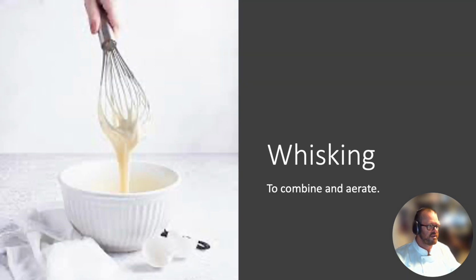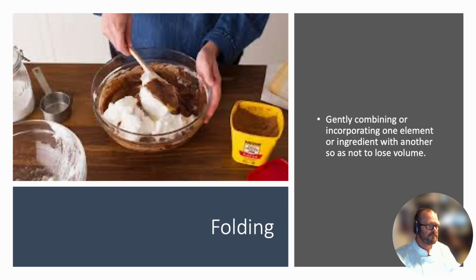Whisking is about combining and aerating. It might be just stirring with a whisk. Maybe it's about beating, which is about aeration. Folding is a concept that we talk about for ensuring that we don't knock the air out of eggs, essentially. It's just gently combining by stirring gently from around the outside and then folding it over into the center. So gentle combination of ingredients.